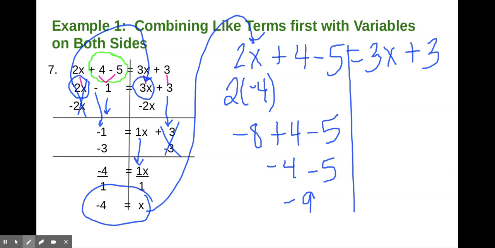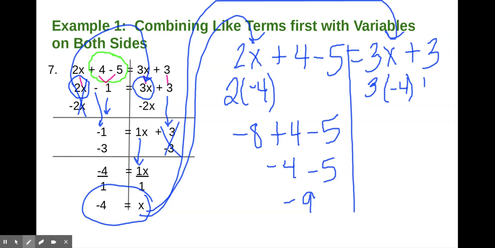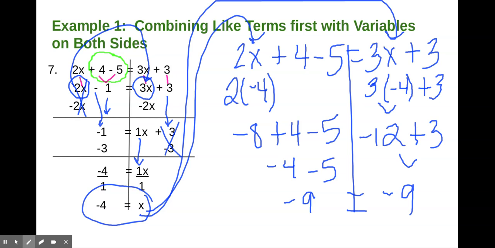Am I going to get that on my right side? I hope so, because I think I solved the problem right. So I'm going to put that negative 4 back into my x. That's 3 times negative 4 plus 3. Well, 3 times negative 4 is negative 12. But what's negative 12 plus 3? Well, that's negative 9. And that is the right answer, because my left side equals my right side when I put the value for the variable back in.